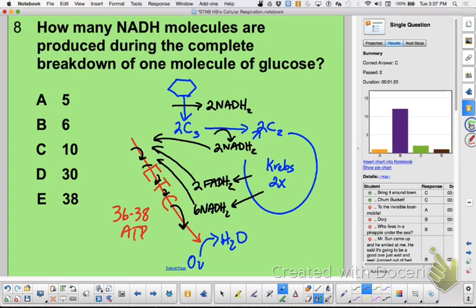Bring it around town. How many NAD molecules are produced during the complete breakdown of one molecule? You get 2 here. 1, 2, 3, 4, 5, 6, 7, 8, 9, 10. 10 NADs. Do you understand now? Look, a bunch of you said 6. So you only included the Krebs cycle. You forgot the 2 NADs you made in transition prep and the 2 NADs you made in glycolysis. Right? That was a good tell. That was a good question to ask you.